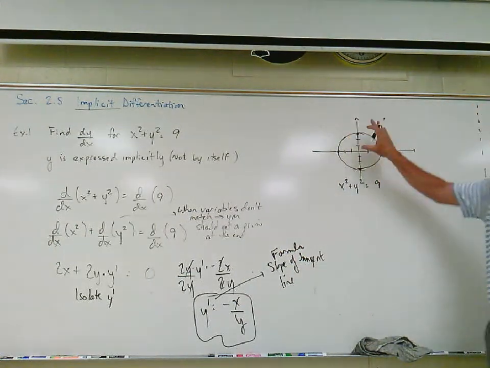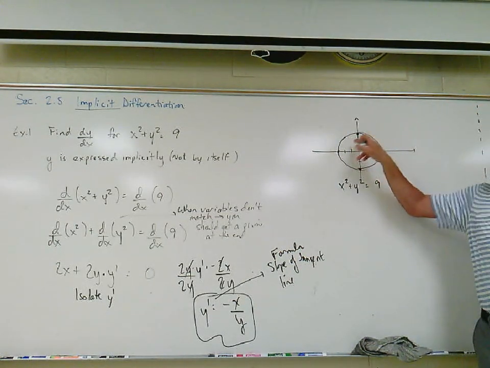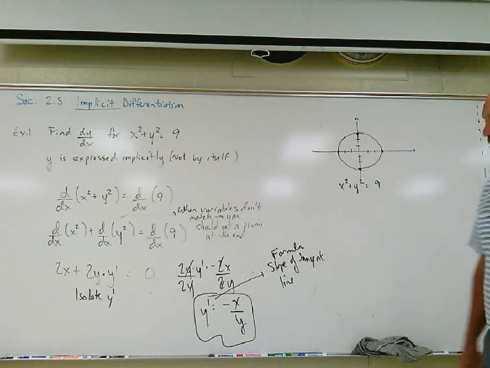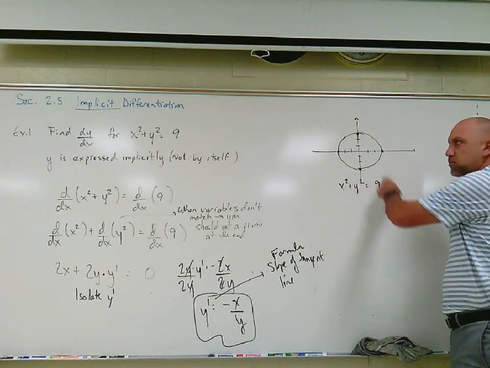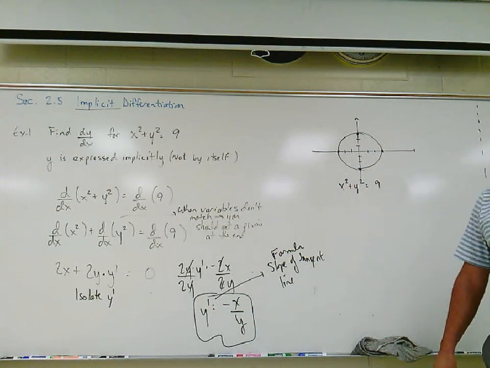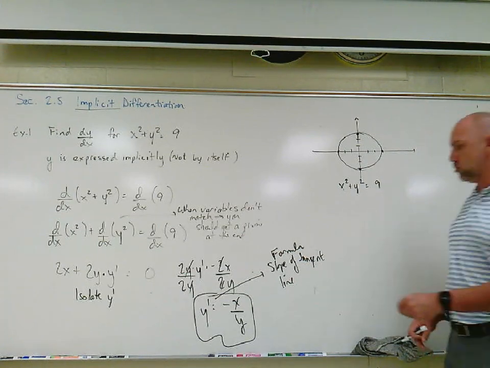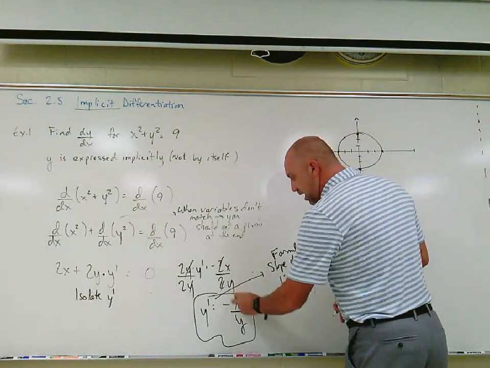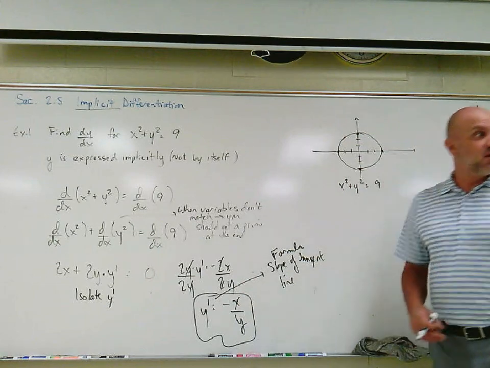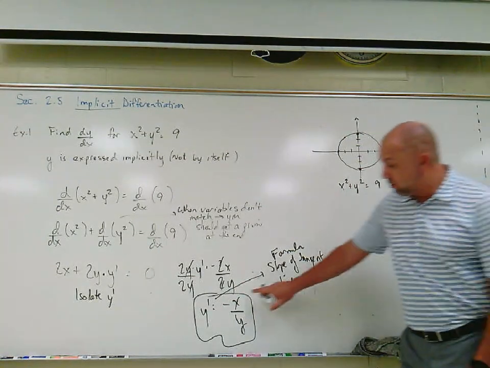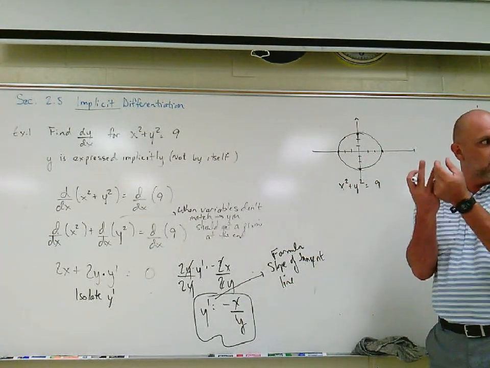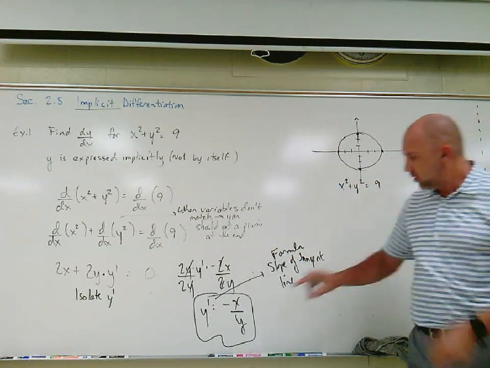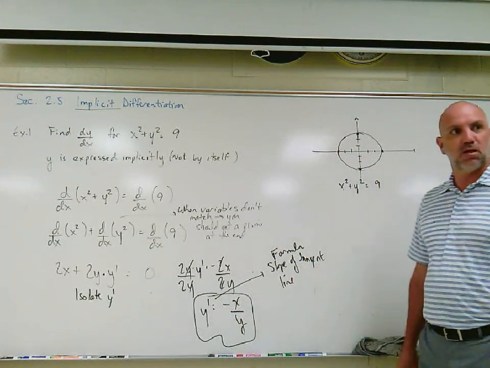So I went ahead and drew this. What's this? It's the graph. X squared plus y squared equals 9 is a circle centered at the origin. Radius is 3. Normally we would just need an x and we could get the slope. Now you need the point. If you know the point on the graph, plug in your x, plug in your y, it should tell us the slope.